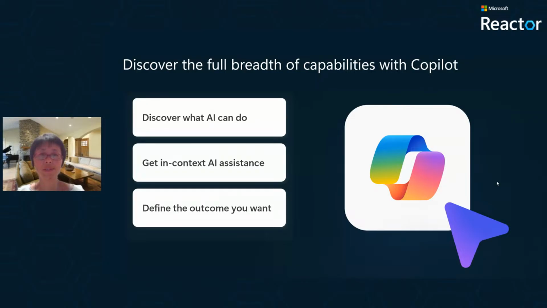So to summarize, with the Copilot, we want to empower you to do more with less. So basically, discovering all the power of the AI and providing the contextual support whenever applicable. And finally, basically, using your natural language to define whatever description or outcome you want to drive. So with the powerful capabilities behind leveraging the full potential of AI.